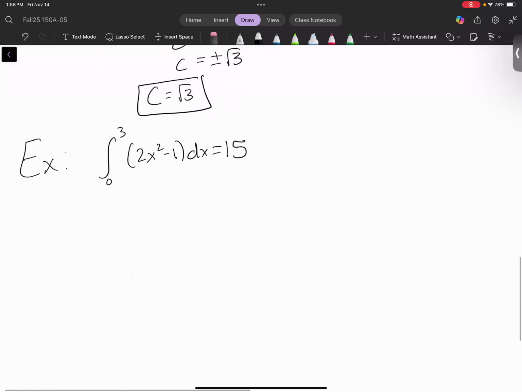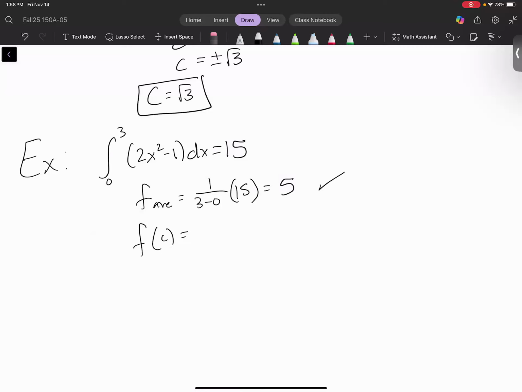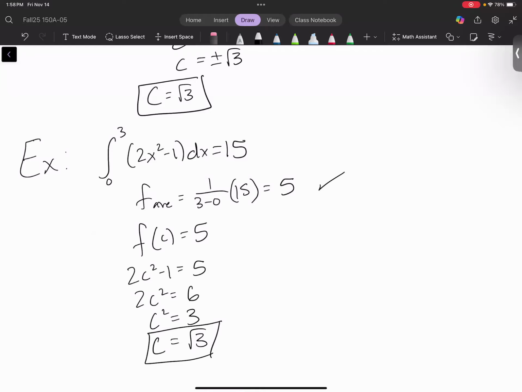Okay, so let's go through this together. I know this is equal to 15, so my average value is going to be 1 over 3 minus 0 times the integral, so 15. So this is equal to 5. That's my average value. That's the first part done. Now I need to find f of c equals 5. So this is 2c squared minus 1 equals 5. So I can add 1 to both sides, divide by 2, and then again, my interval does not have negative root 3 inside of it, so I only get c as positive root 3. Okay, awesome.